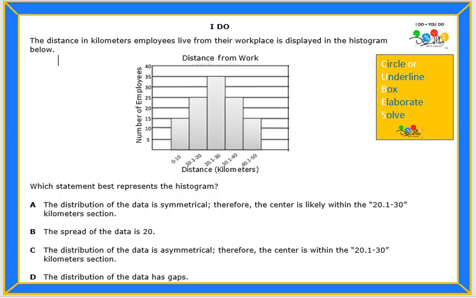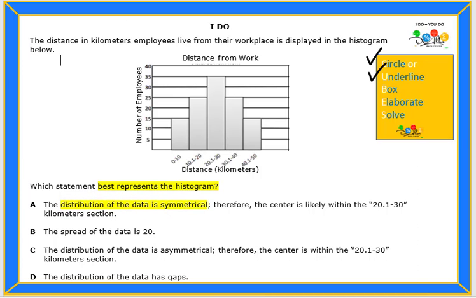On the right side of the screen, you will see the cube strategies that we will be using today. We will start with circle or underline keywords. But if you prefer, you can always highlight. Best represents the histogram.